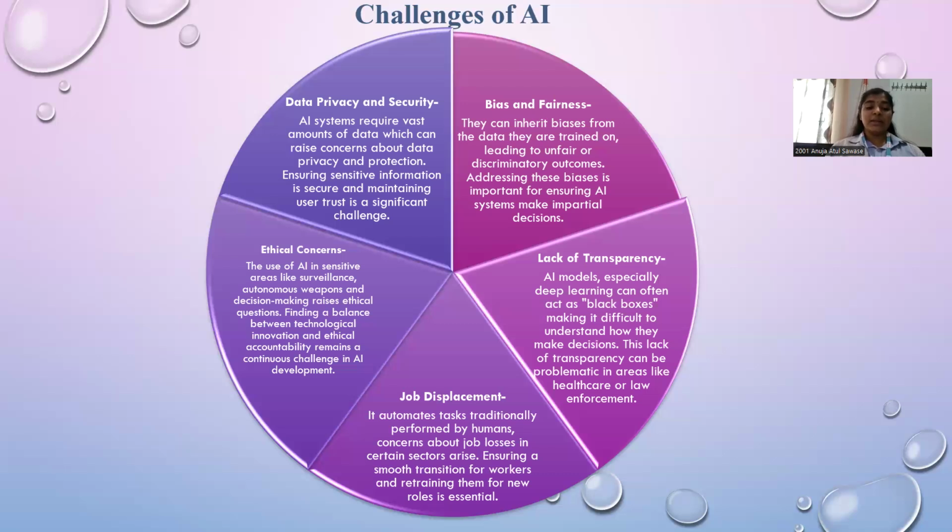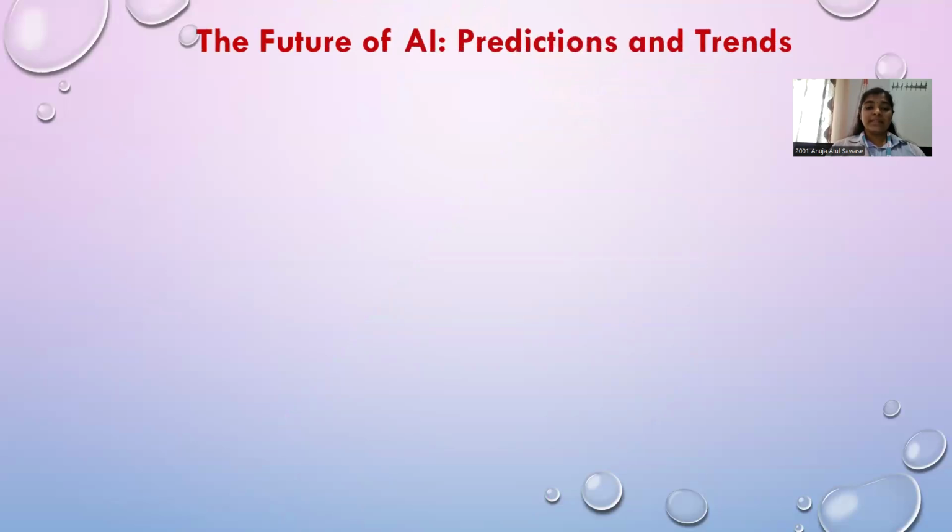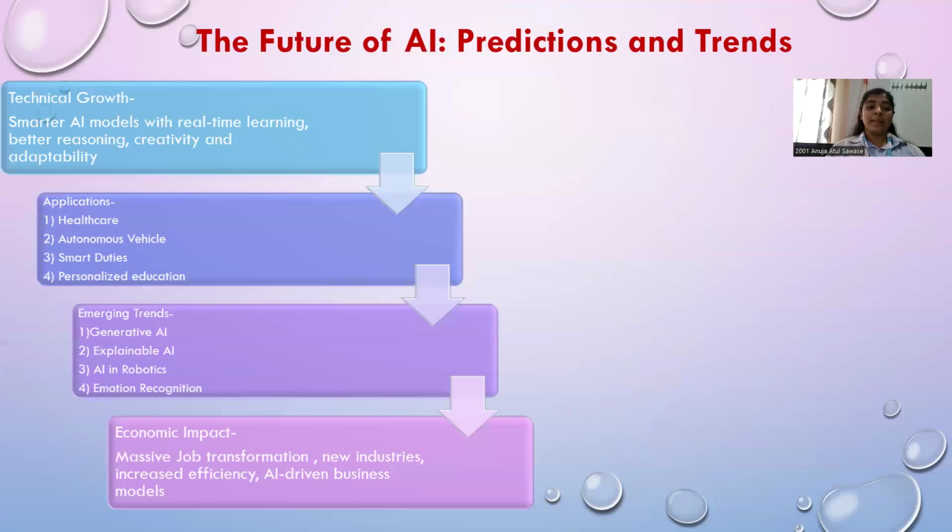Ethical concerns. The use of AI in sensitive areas like surveillance, autonomous weapons, and decision making raises ethical questions. Finding a balance between technological innovation and ethical accountability remains a continuous challenge in AI development. Then next is the future of AI and the trends of AI.